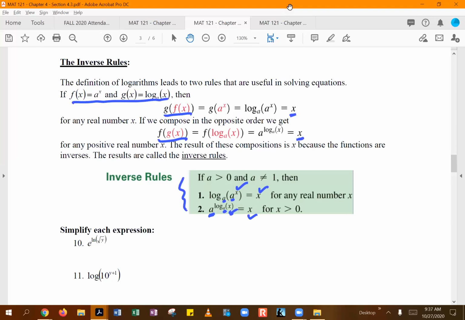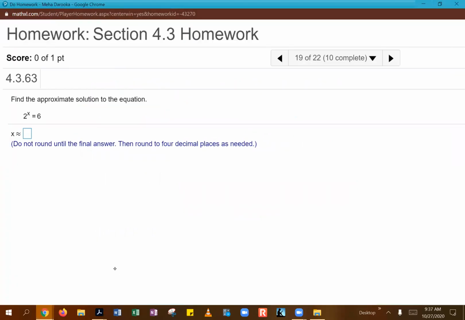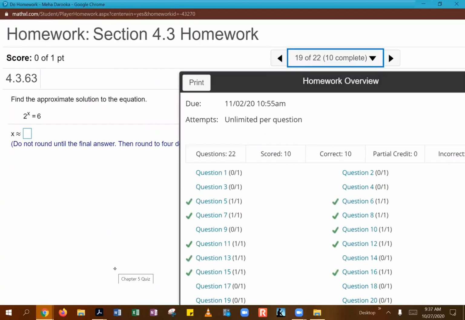So again, you've got a few different examples here in your handout, but in your homework, those were, I think, the first couple examples we had skipped over.